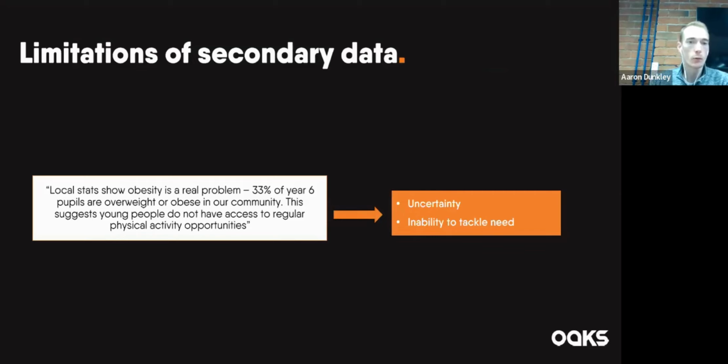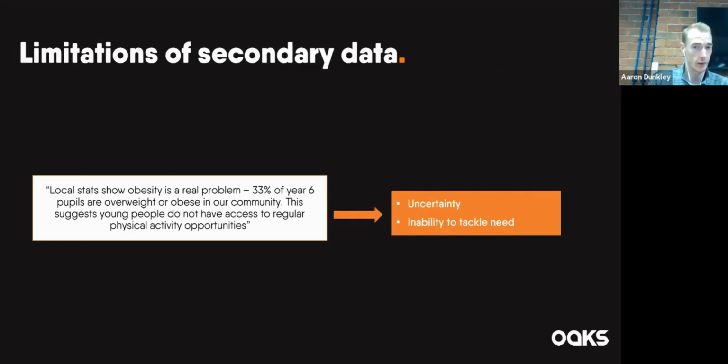And to take another example of how secondary data can be limited, this one says local statistics show obesity is a real problem, and that 33% of Year 6 pupils are overweight or obese in our community. This suggests young people do not have access to regular physical activity opportunities. So a couple of things that a funder assessor I've worked with before highlighted as why that can be limited.